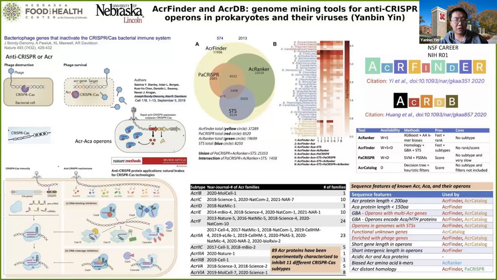If you look at the bottom left corner, in 2020 Joseph Bondy-Denomy published a Nature Methods review paper summarizing the applications of using anti-CRISPR to modulate CRISPR-Cas genome editing. They also summarized the molecular mechanisms that Acr uses to inhibit CRISPR-Cas, basically inhibiting the Cas enzyme by blocking DNA binding or blocking DNA cleavage by the Cas enzyme. At the bottom middle of the table, I showed that since 2013, there are right now 89 experimentally characterized Acr proteins, and they inhibit 11 different CRISPR-Cas subtypes.